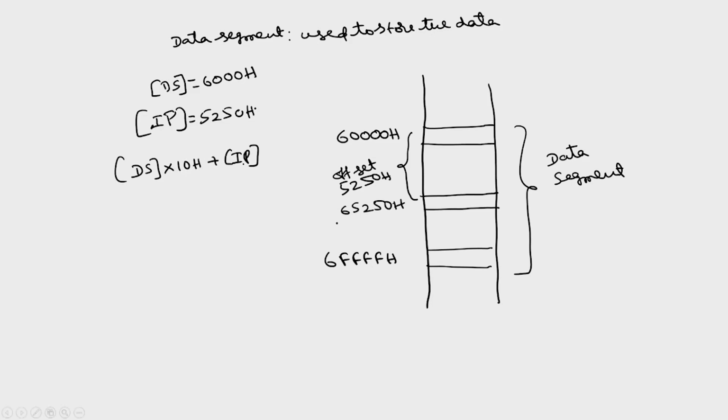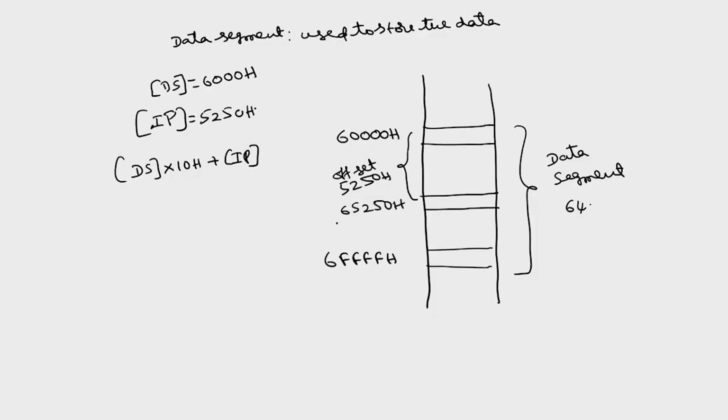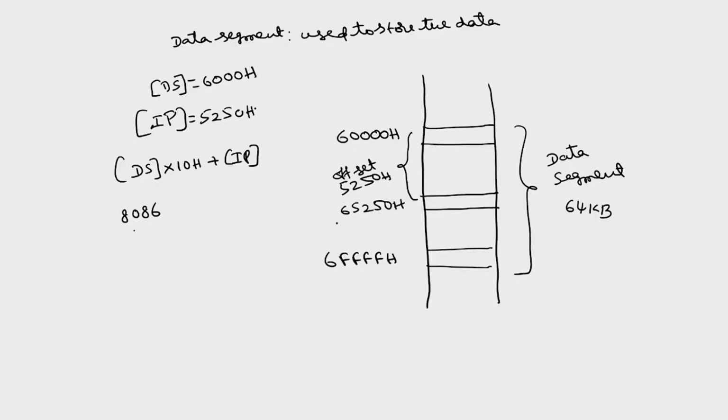There are some advantages of this memory segmentation. One is we can access 4 segments, each with a maximum of 64 kilobytes, so 4 into 64 kilobytes, 256 kilobytes of data can be accessed simultaneously. That is one advantage of segmentation. Another advantage is that the same memory can be accessed by multiple users. The microprocessor 8086 can operate in maximum mode configuration, which is a multiprocessor, multi-user configuration.